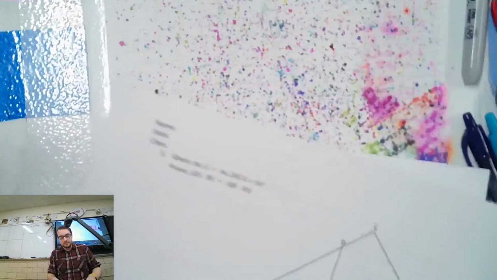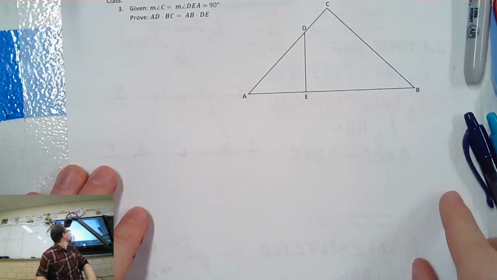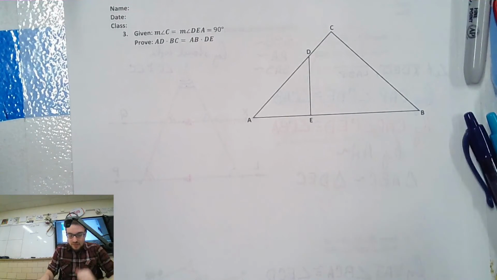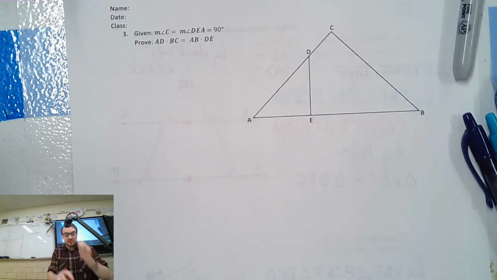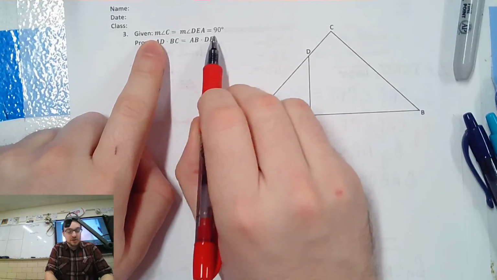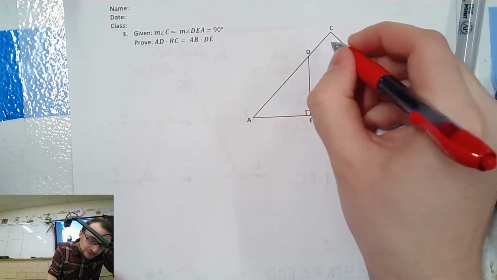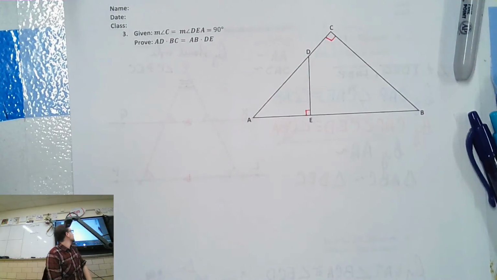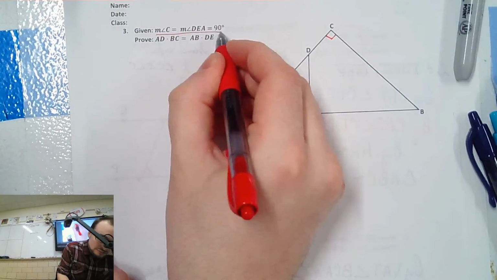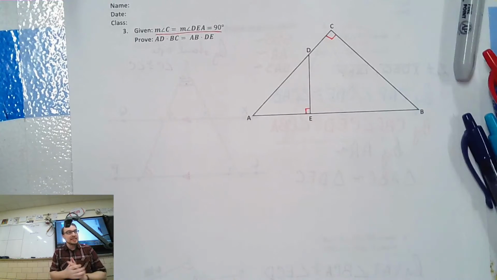Let's look at 3. Here we go. Given the measure of angle C is congruent to the measure of angle DEA. So C and DEA, those two angles, are the same measure. That's what that little m means. And they're both going to be 90 degrees. DEA is this angle here, and C is this angle here. So they're both 90. That's all it's saying. We're going to prove AD times BC equals AB times DE.